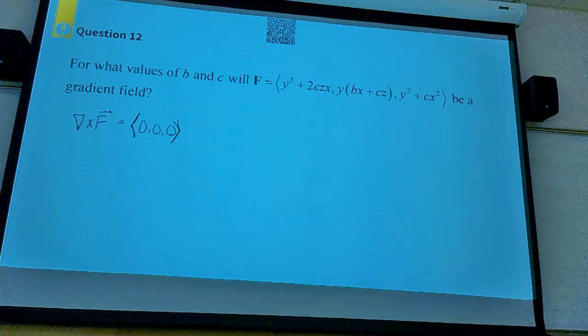If I remember correctly, I actually never printed out my note sheet with this. But if I remember correctly, I think there is a unique solution. I don't think it's infinite. You get one value for B and one value for C, if I remember correctly.